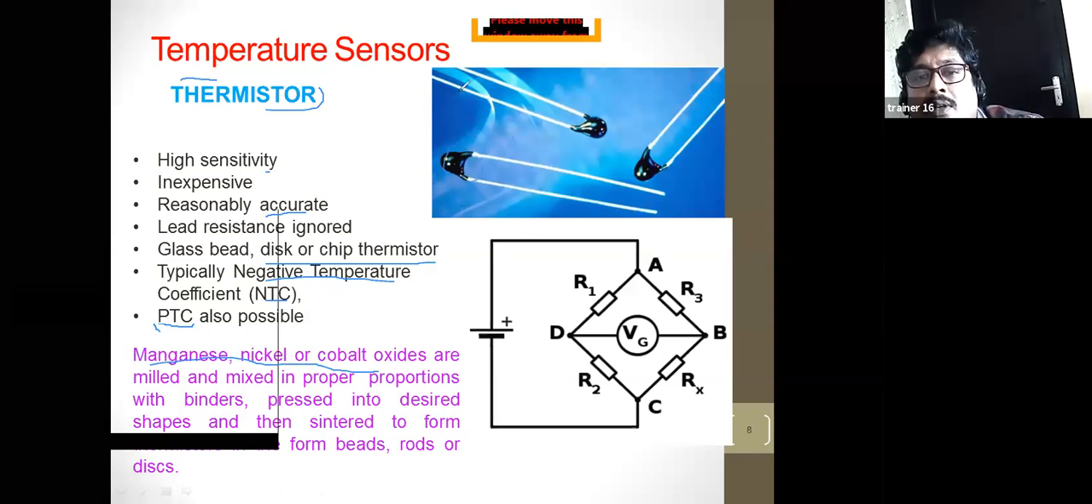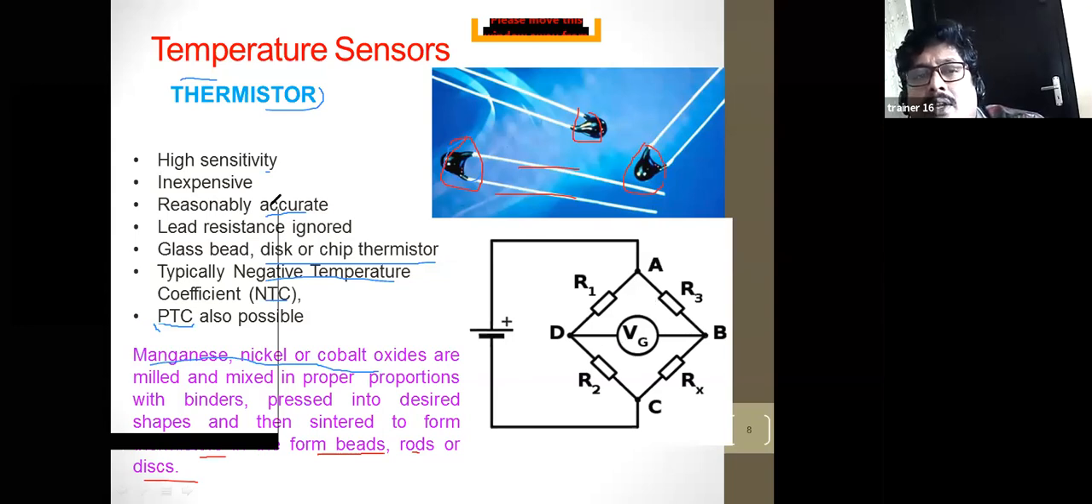See here, these are the desired shapes. These are the leads. These are the two leads, and this is the thermistor. Pressed into desired shape and then sintered to form these thermistors in the form of beads, rods, or discs. So this is a very small element. It is made up of manganese, nickel, or cobalt oxides.